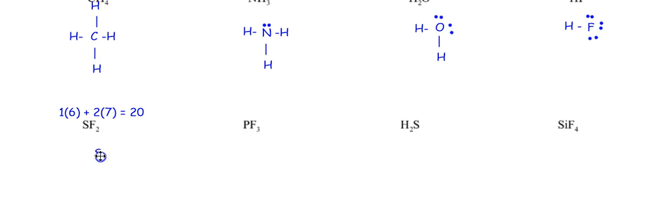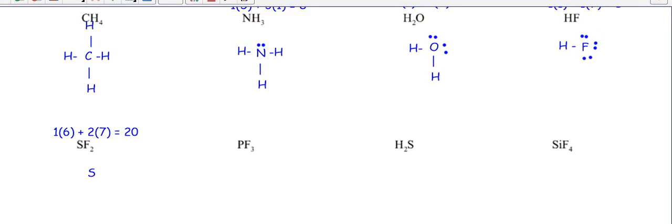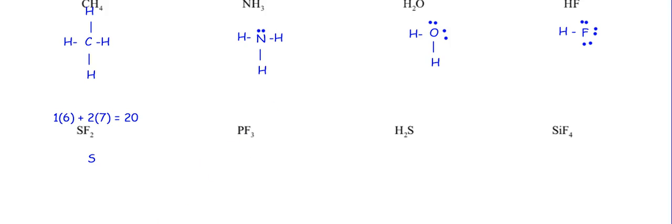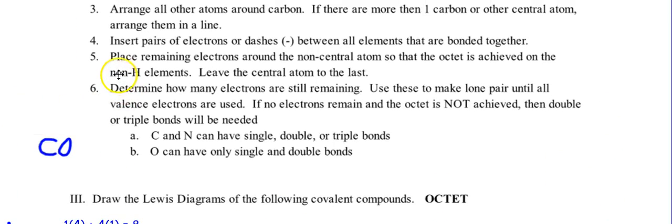Okay, so here's my central atom. And then I'm going to put my 2 fluorines. Oops, sorry about that. 2 fluorines around there. Okay. Oh, sorry, I blew it. There we go. All right, so I'm going to put a fluorine here and a fluorine here. Okay, so now what? Watch, I have to apply that rule that I skipped a couple times. Okay, it says place remaining electrons around the non-central atom so the octet is achieved on the non-hydrogen elements. Leave the central for last.